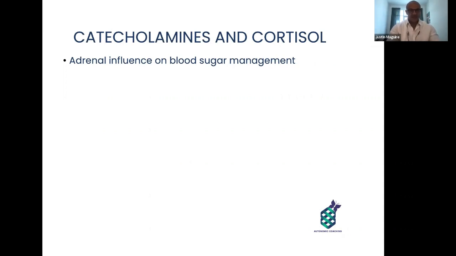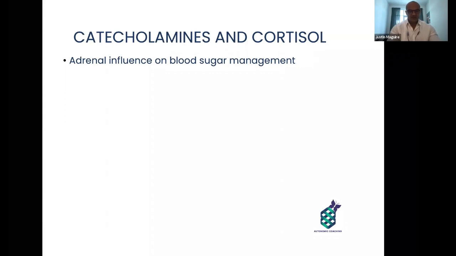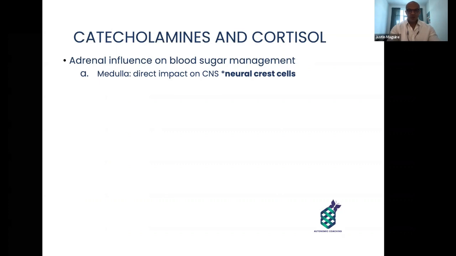So with regards to catecholamines and cortisol, the adrenals influence blood sugar management. The brain cannot store glycogen, unlike other compartments of the body. So when the brain is low in its availability of energy, it will facilitate the anterior pituitary to release precursor hormones to the adrenal glands to actually facilitate the release of glucose into the bloodstream.